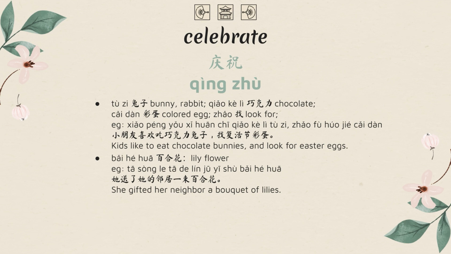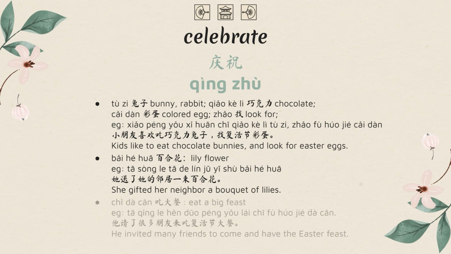So this is a measure word that exists both in Chinese and in English because you can say a bouquet of flowers. And in Chinese, it's 一束花. And specifically a bouquet of lilies, 一束百合花. Another celebratory event that a lot of people look forward to on Easter is probably the feast, 吃大餐. So 吃 to eat, 大 big, 餐 meal, so eat a big meal or eat a big feast.